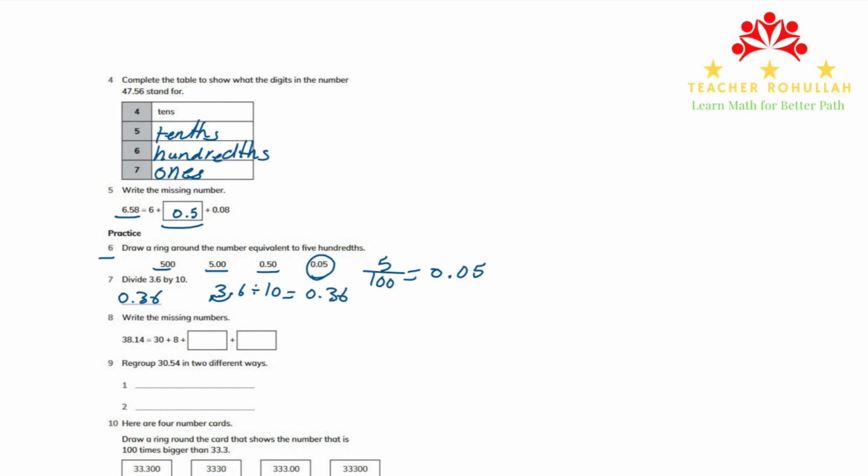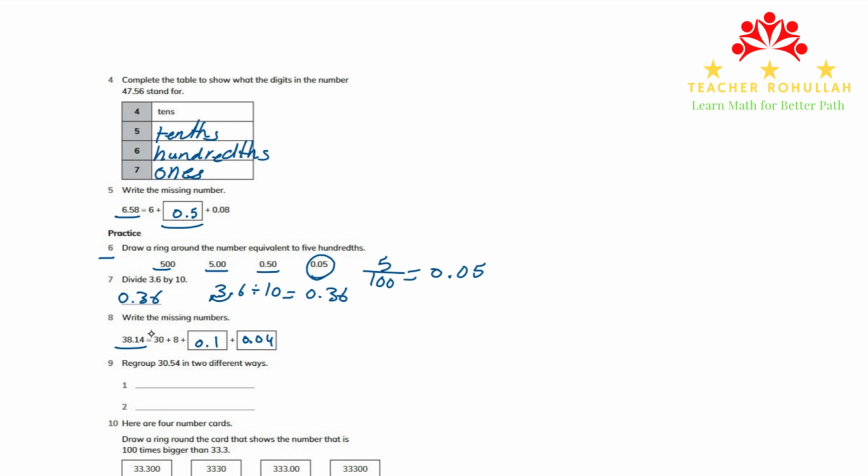Now we move to question 8. In question 8, it says, write the missing numbers. The decimal that we have is 38.14. We have 30 plus 8 plus what number? Plus 0.1 plus 0.04. Now, if we add 30 plus 8 plus 0.1 plus 0.04, it will give us 38.14.